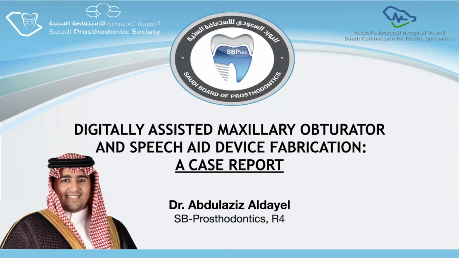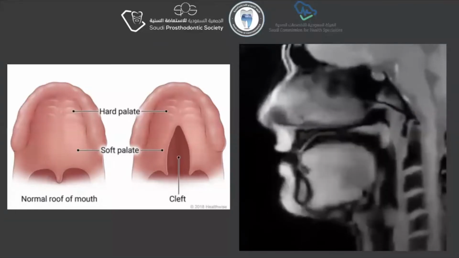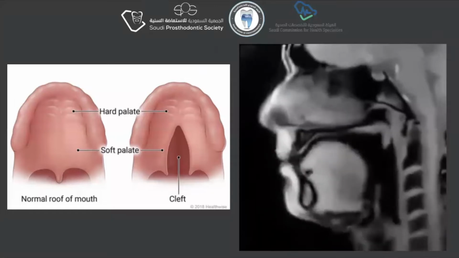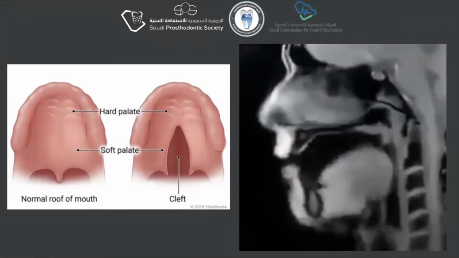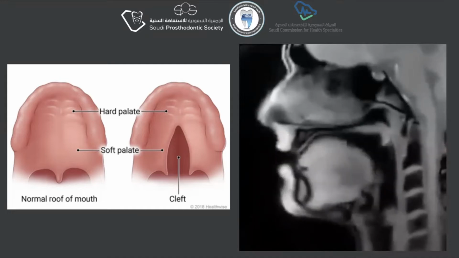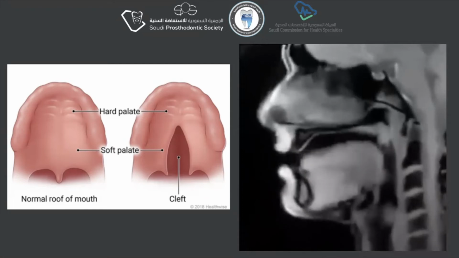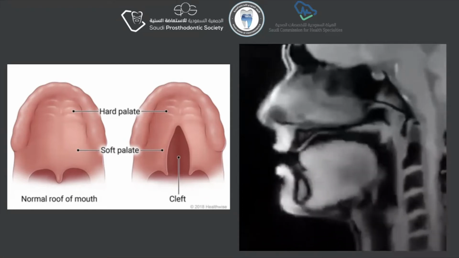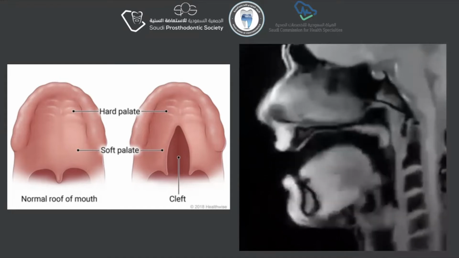This is Abdulaziz Aldayel. I'm going to present today a digitally assisted maxillary obturator and speech aid device fabrication as a case report. A removable maxillary obturator prosthesis is a device that separates the oral cavity from the nasal or the antral cavities, and it's usually used to close congenital or acquired defects in the maxilla. The prosthesis enables the patient to perform the functions of mastication, deglutition, and speech, but at the same time, it should be comfortable and aesthetic.